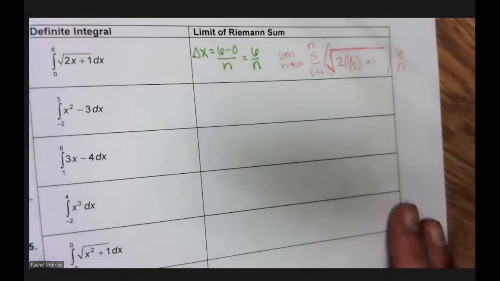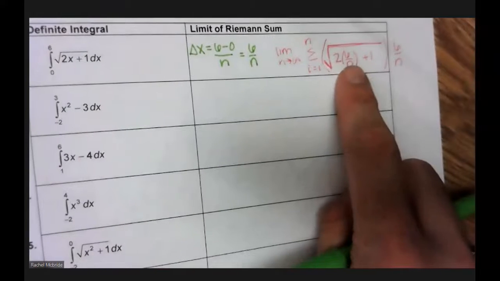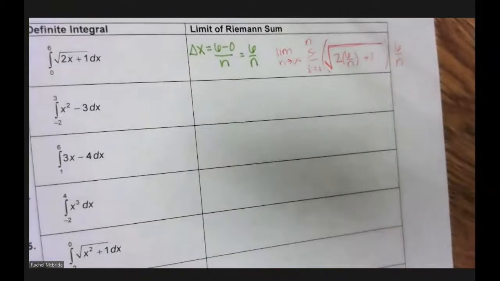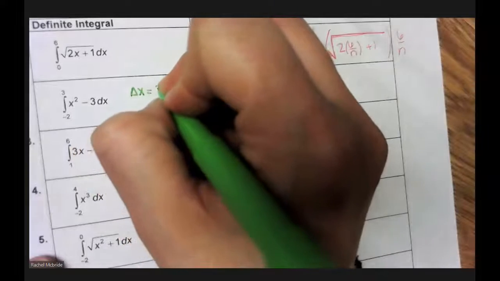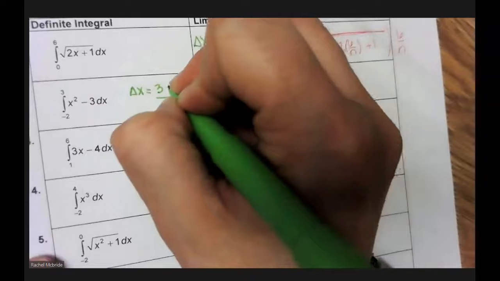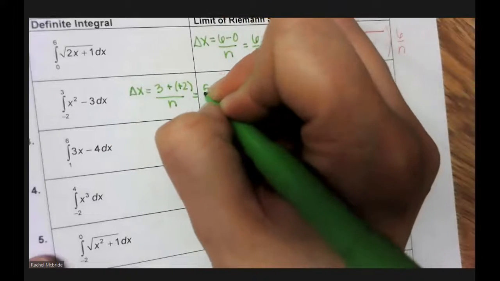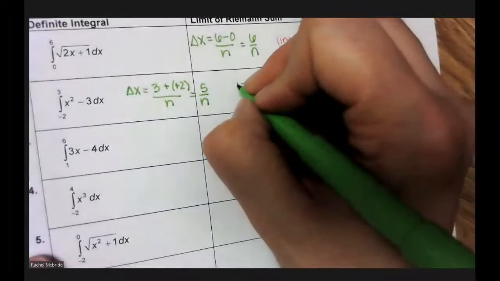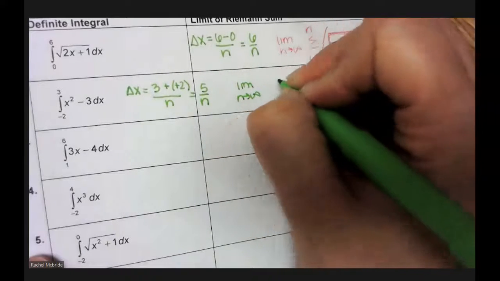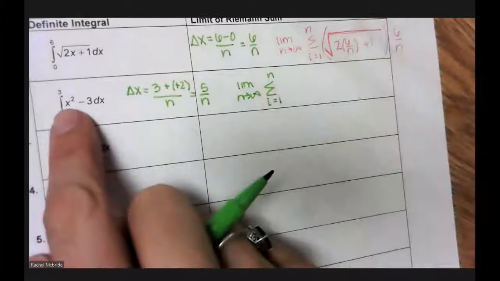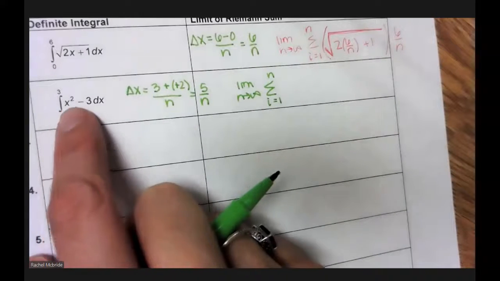Let's do another one. These are typically multiple choice. So if you can get the idea of what your delta x is, you can typically find the correct multiple choice. So it would be delta x equals 3 minus negative 2 all over n, so we get 5 over n. So it's the limit as n goes to infinity of the summation from i equals 1 to n. The function this time is x squared.